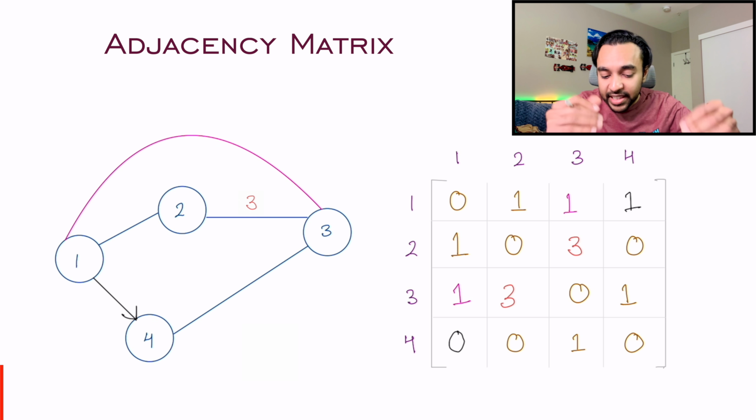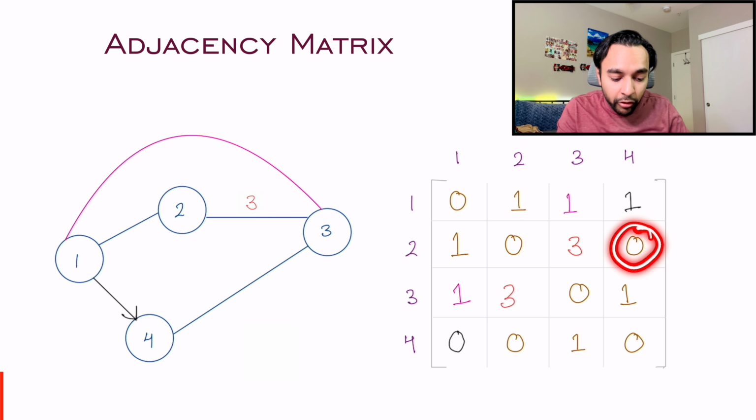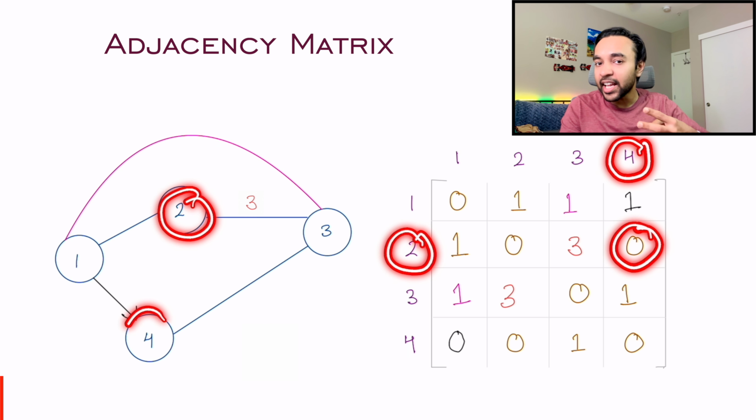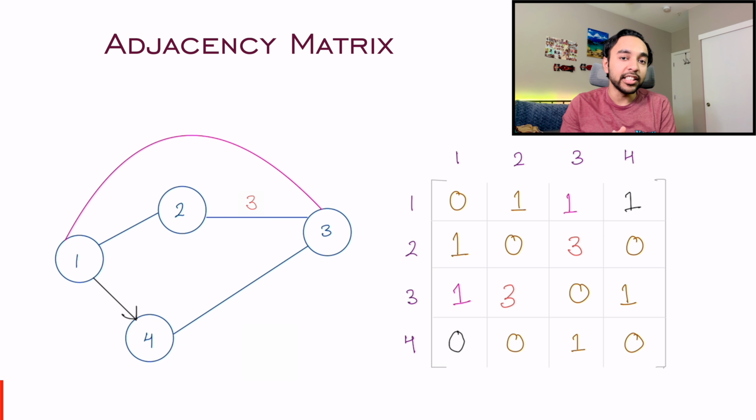If someone makes a query, is there a connection between two nodes? If the value is 0, then there is no connection. For right now, node number 2 and node number 4 do not have any direct connection between them. If the value is anything other than a 0, then you can determine that, hey, there is a connection and this is the particular weight of that edge, right?